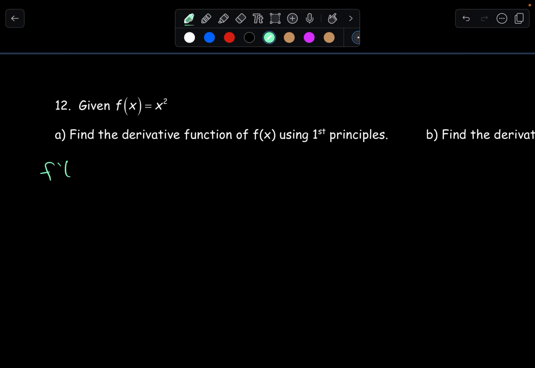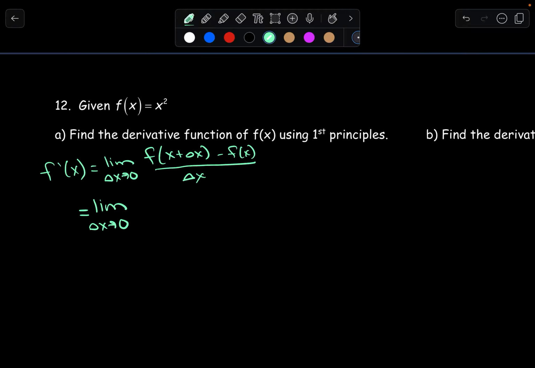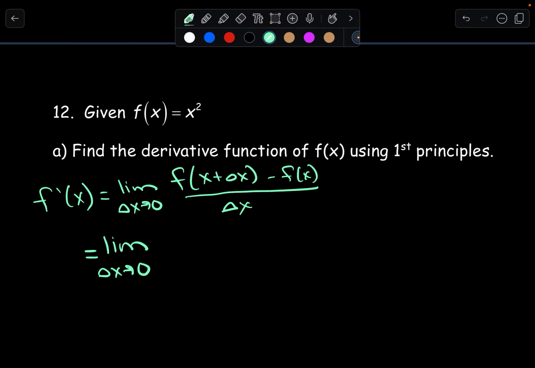So we have f prime of x is equal to, and remember, the best way to recall is to write it down as much as possible. So f of x plus delta x minus f of x divided by delta x. All right, so let's go ahead and substitute. So we'll have the limit as delta x approaches 0. Now, if we look at this, this says f of x plus delta x. That is your input. We are inputting x plus delta x into f, okay?